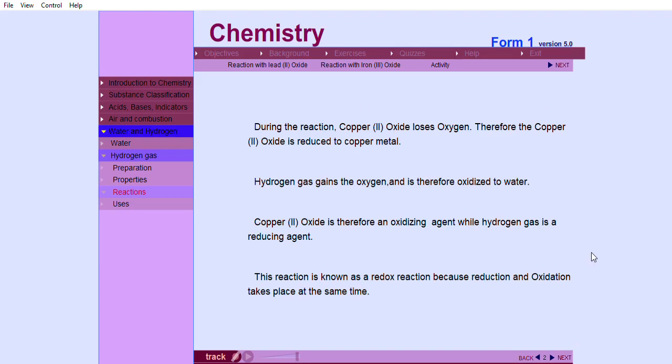During the reaction, copper(II) oxide loses oxygen. Therefore, the copper(II) oxide is reduced to copper metal. Hydrogen gas gains the oxygen and is therefore oxidized to water. Copper(II) oxide is therefore an oxidizing agent, while hydrogen gas is a reducing agent. This reaction is known as a redox reaction because reduction and oxidation take place at the same time.